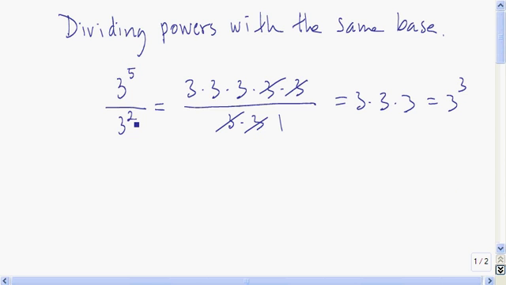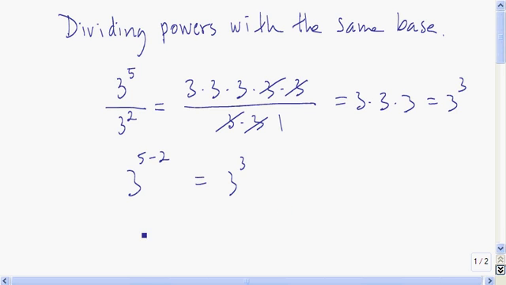So how could we have been able to tell ahead of time that 3 was going to be the power of our base? Well, however many 3's there are in this denominator, we're going to take away that many 3's from the numerator. So in the numerator we have 5 3's. In the denominator we have 2 3's. So in the end we're going to have 3 raised to the power of 5 minus the 2 3's that are going to be canceled from the denominator. So that's our 3 cubed.